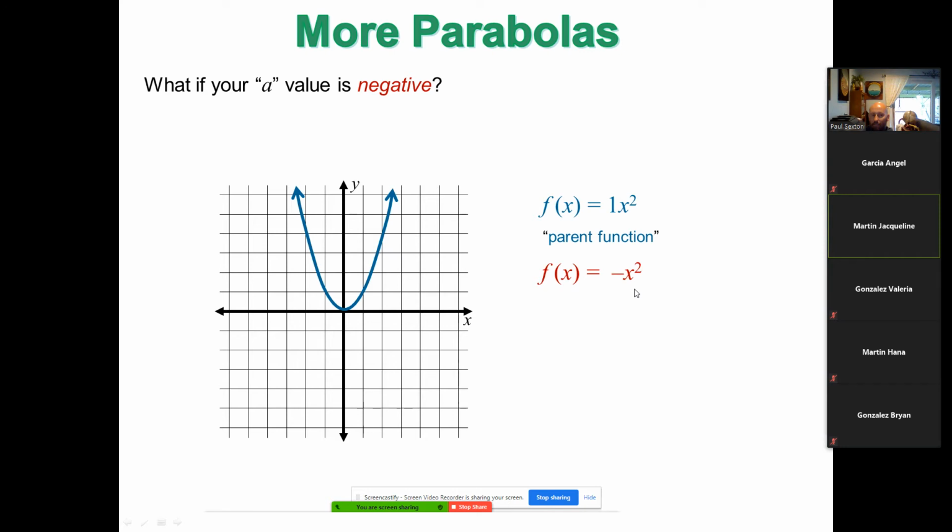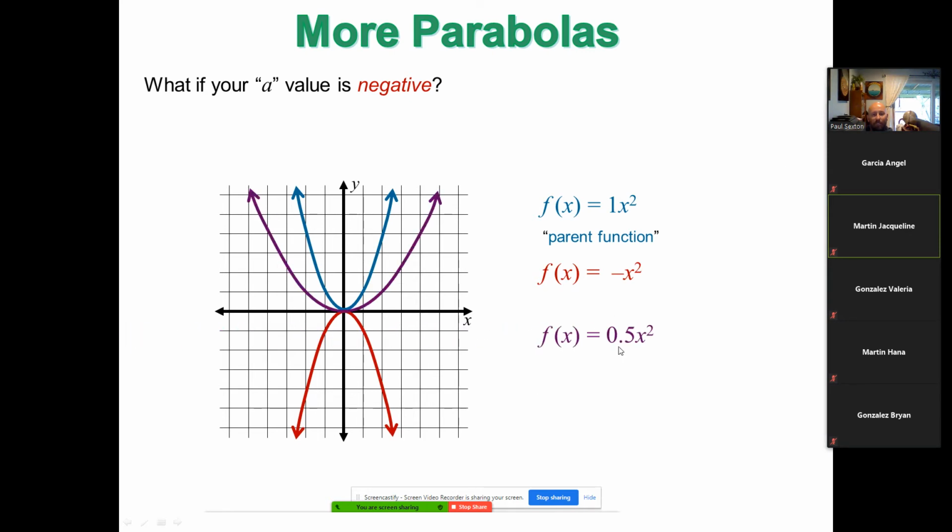No thoughts? It'd be down. Now, what about the width? Will that change? No, it won't change. It'll be the exact same graph, only reflected over the x-axis. That's all. It just opens down. It's the same width because it has the same number in front, because really all we care about is the number and not the actual sign. So this is a 1 and this is a 1. The negative just flips it down, just reflects it.